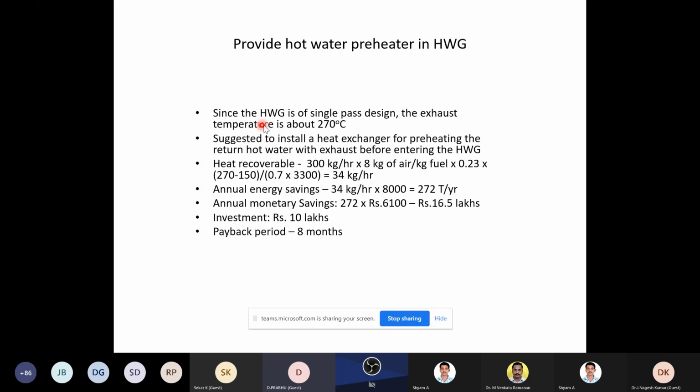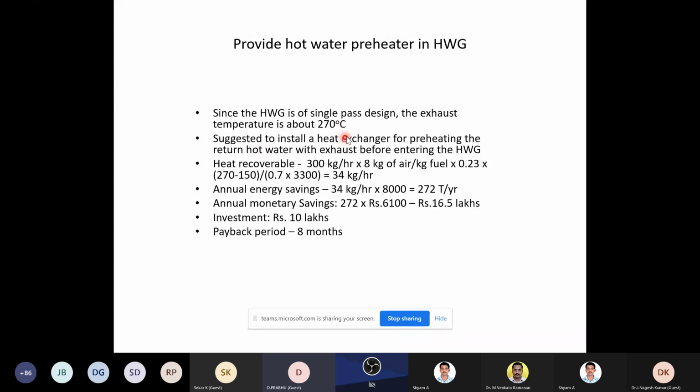Single pass means the combustion chamber, it goes into the heating vessel and then goes out. Single pass. Double pass means goes here, comes here, like this. Triple pass means goes here, flue gases come like this, take again a turn, again go out in the chimney like this. So this design is single pass, exhaust temperature is 270.